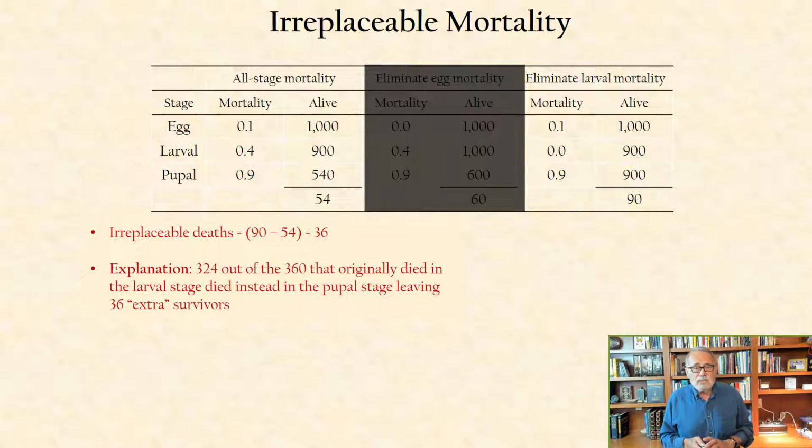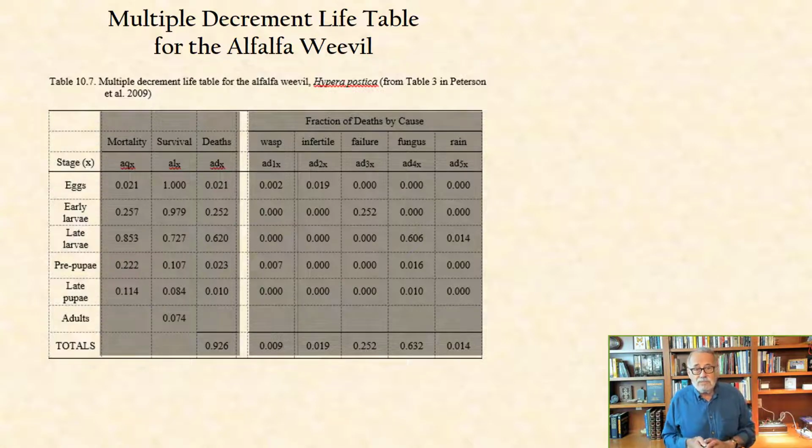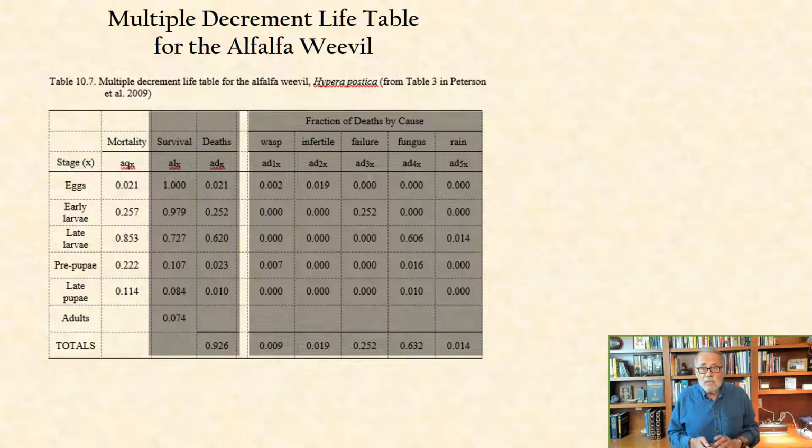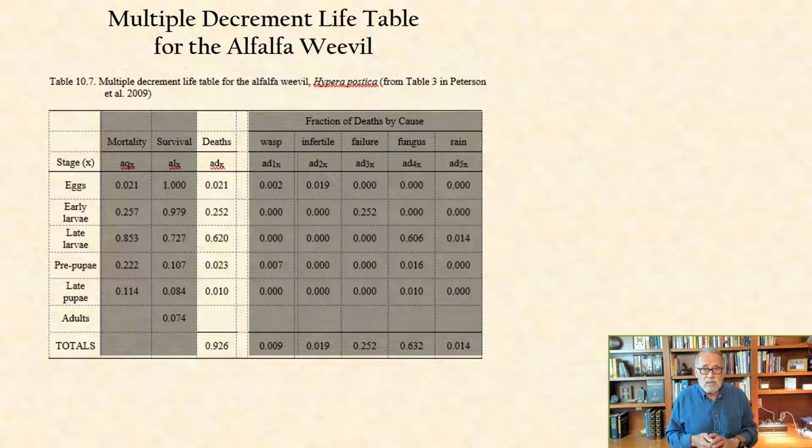To illustrate this concept more concretely, I present a real example from the field study of the alfalfa weevil by Robert Peterson and his colleagues, where they quantified multiple sources of mortality for this pest and brought multiple decrement theory to bear on analysis of the problem. Here's a table from their study in which this first column contains different stages of the insect. The next column gives the stage-specific mortality. The next, cohort survival in the following column, LX, and the last column, the fraction of the cohort that died in each stage interval, which is DX.